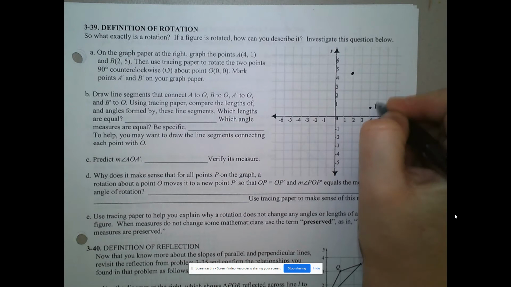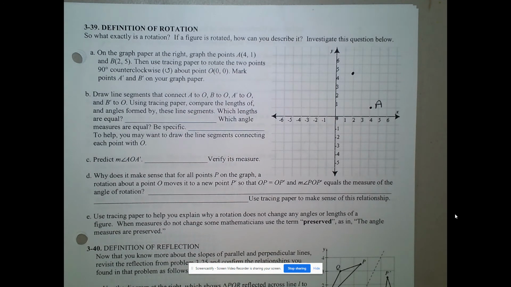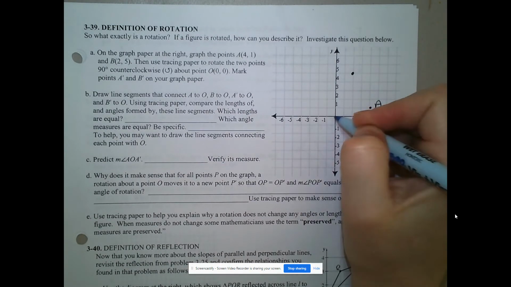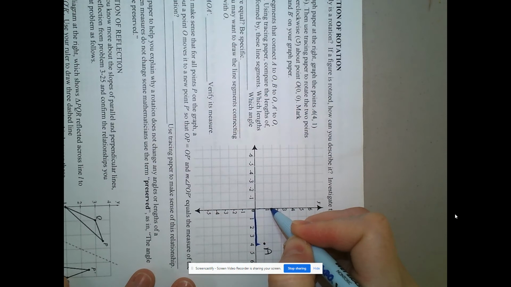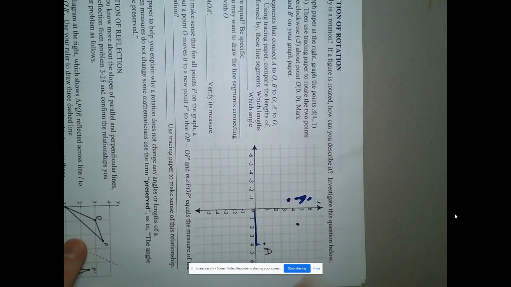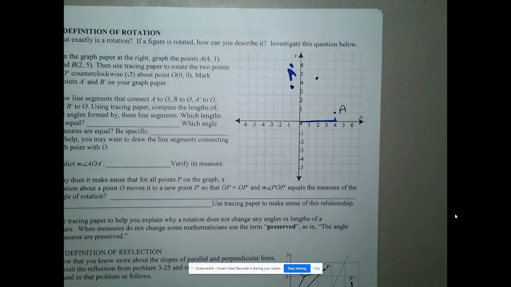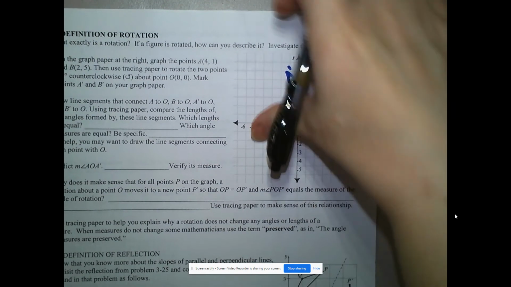So this was A, and in order to get here, I went right 4, up 1. So in order to get a 90-degree counterclockwise rotation, I would have to do the same thing for it to end up in quadrant 2, right 4, up 1. And that one would be A prime. B, in order to get there, we went right 2, up 5. So in order to get to B prime, we would go right 2 and up 5.